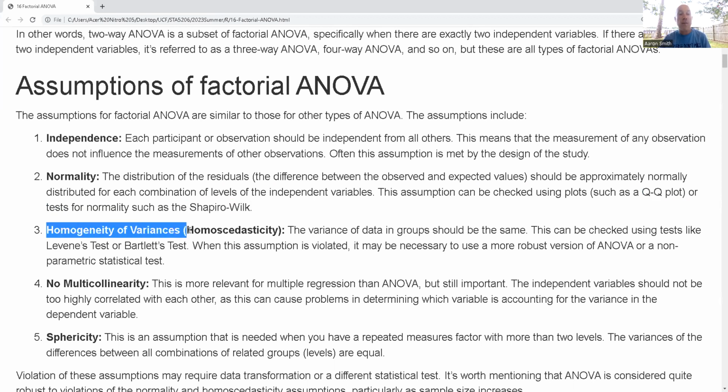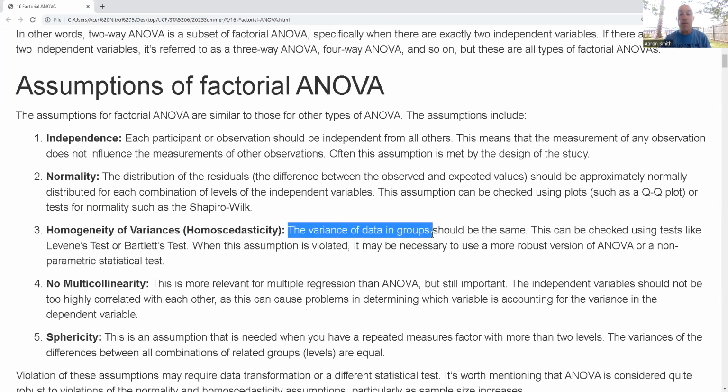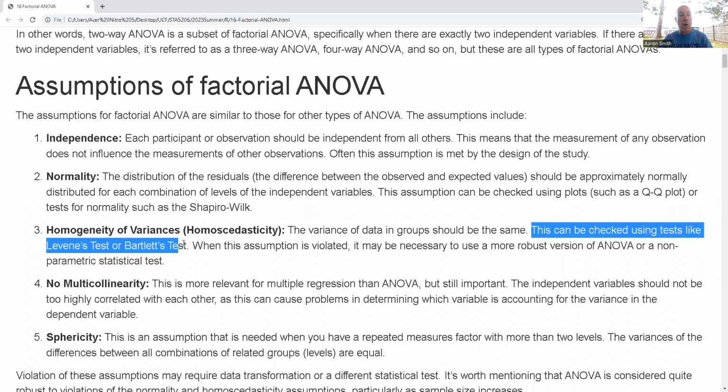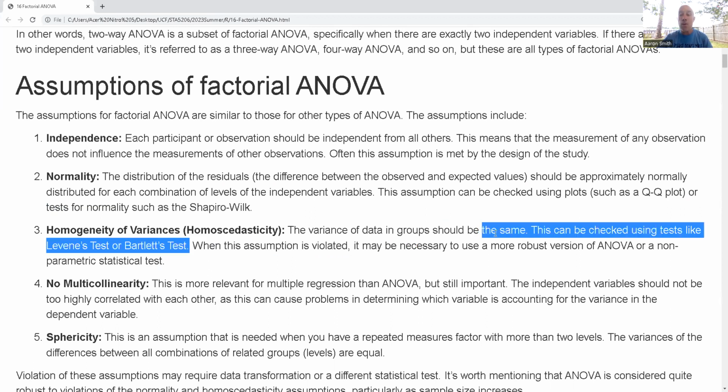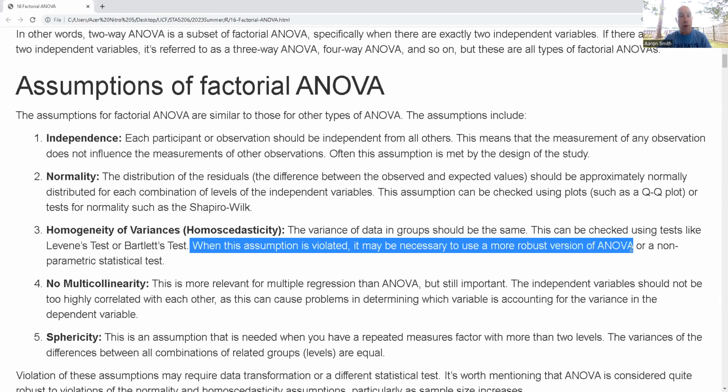Next one is homogeneity of variance, the homoscedasticity. The variance of the data within groups defined by my combination of independent variables should be the same. This can be checked by using tests like Levene's test or Bartlett's test. When this assumption is violated, it may be necessary to use a more robust version of ANOVA, such as Kruskal-Wallis, or transform our data to get things the way that we want it to be.